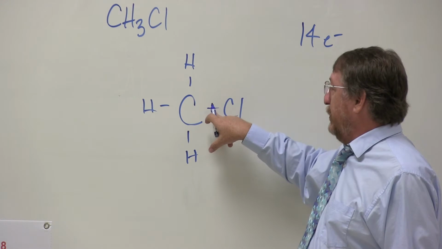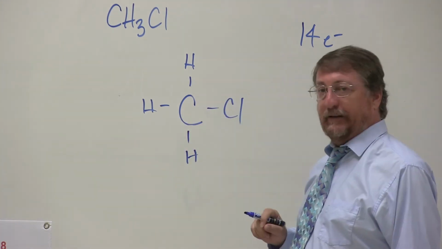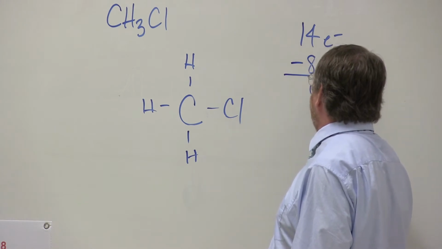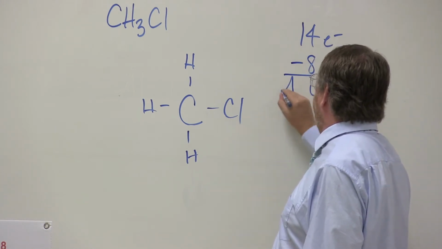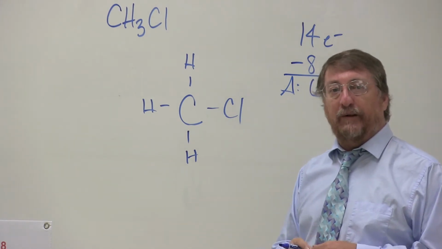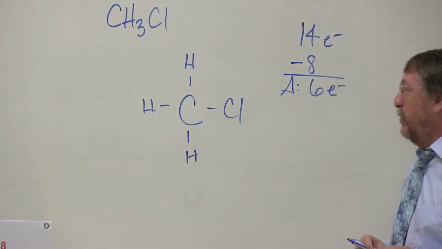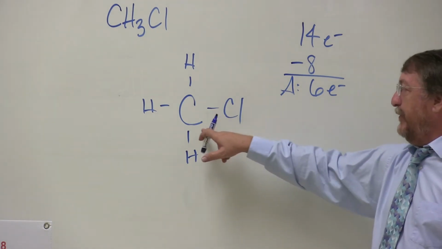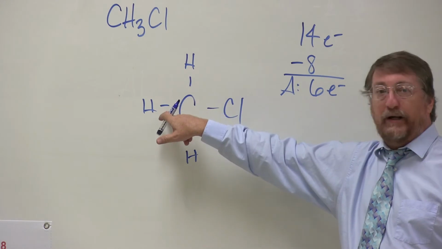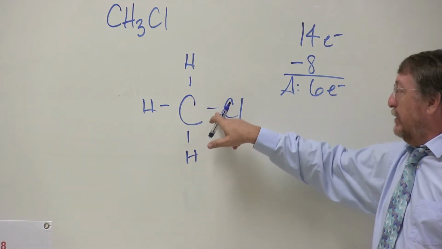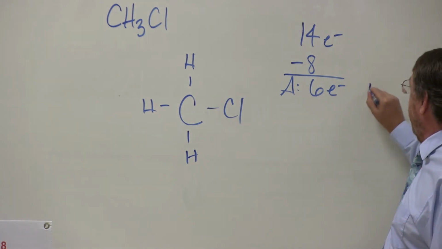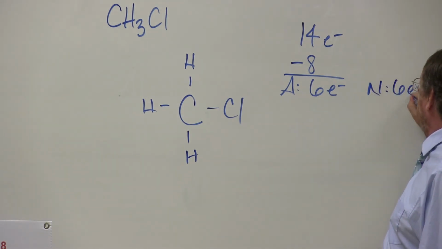I've already drawn 2, 4, 6, 8. So I've already drawn 8 of those electrons. I have 6 electrons available to complete the octet. That's what's available for me to complete the octet. Now I'm going to ask the question, what do I need to complete the octet? Well, carbon currently has 2, 4, 6, 8 electrons. It has an octet. Chlorine has 2 electrons on it. It wants 6 more. So we say it needs 6 electrons.